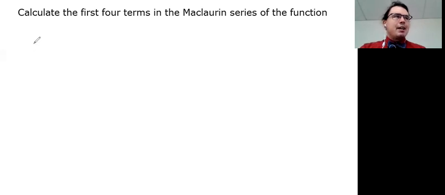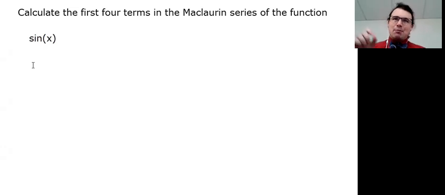The first function that I'd like to look at is the function sine of x. To calculate a Maclaurin series, I want to look at the successive derivatives of this function. For this exercise, I only want to find the first 4 entries, so the constant term, the linear term, the quadratic term, and the cubic term.